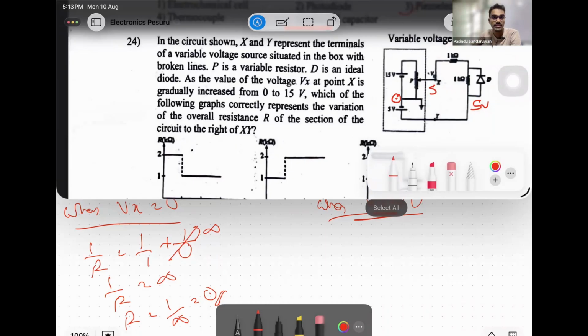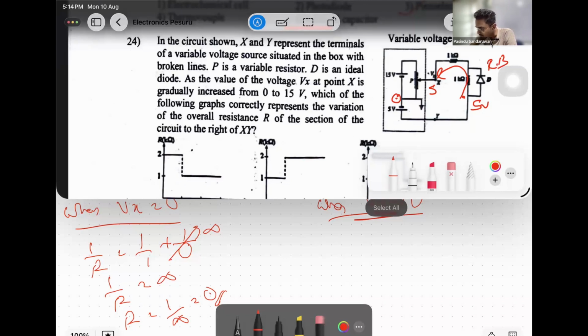5 minus 5 means there's not enough potential to forward bias the diode, because the required potential difference to forward bias this diode is 0.7. If it is a silicon diode, that is 0.7. Now 5 minus 5 means there's no potential drop from here to here in the circuit. Then the diode is reverse biased.